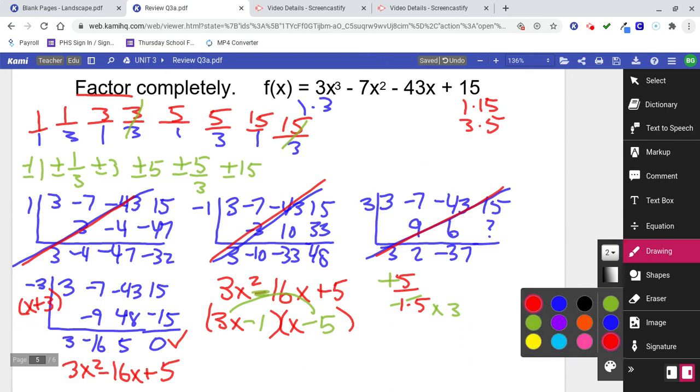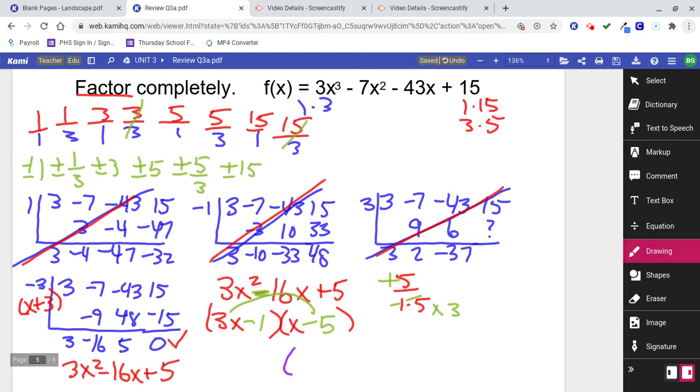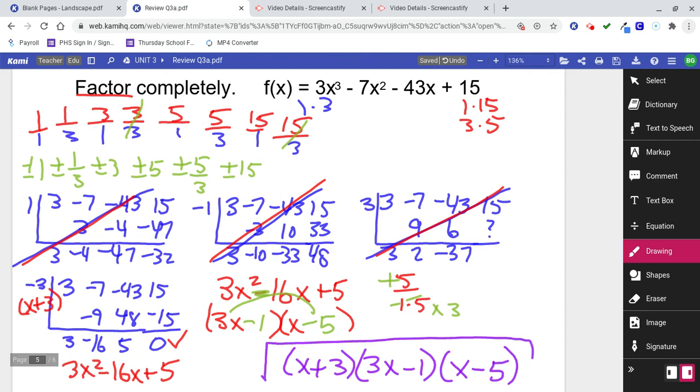I'm just going to write my answer. I've got an x plus 3 and a 3x minus 1 and an x minus 5. Now I'm factored. It doesn't really matter what order you put those factors in. There's 3 of them. Put them in any order. Sometimes people would say you had to put the 3 first, but I guess it doesn't matter.